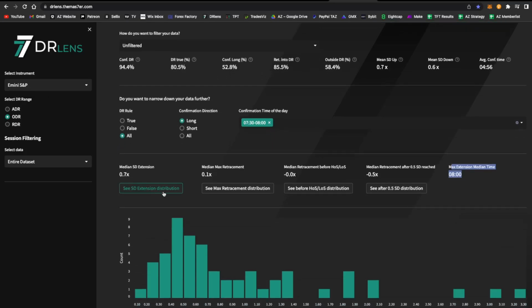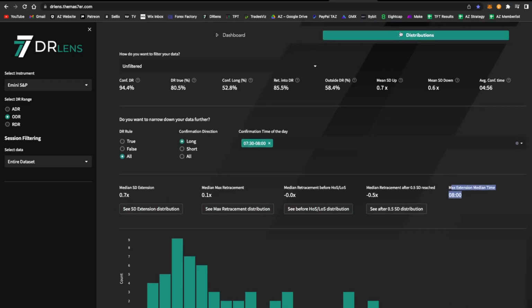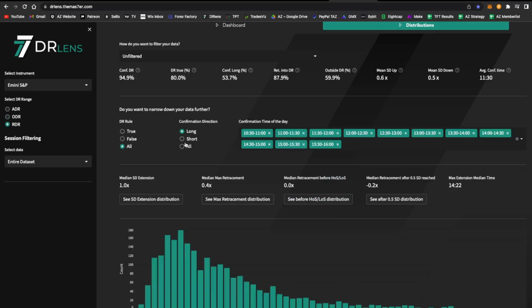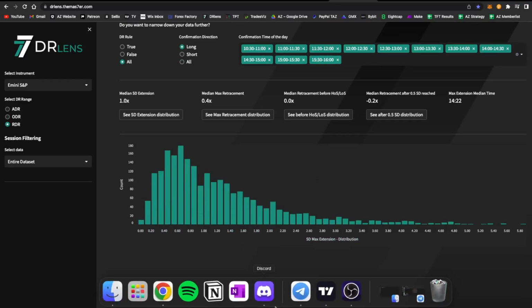If we look at our distribution data right here in the distribution tab, we see that we have a mean standard deviation extension to the 0.7 standard deviation, roughly. We should have seen that by 8 a.m. New York local time. And median retracement after the 0.5 standard deviation reached minus 0.5x. Higher as, lower as, okay, yeah, so that's not really important anymore. I would be waiting for the IDR range. So we're going to see how this is going to confirm.